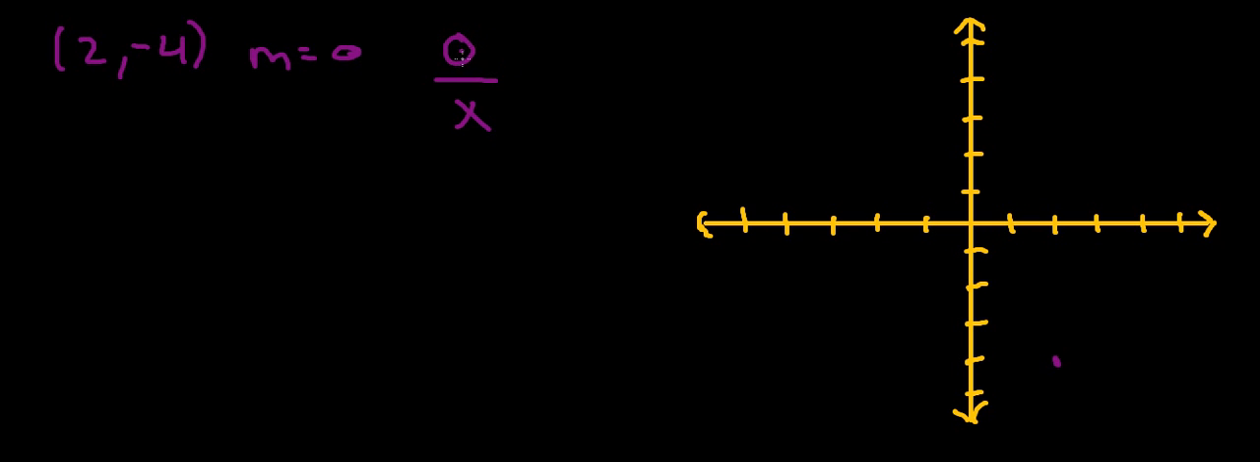So that means there's no change in y for every x. So that means if we go over one, there's no change in y, so it's here. If we go over another one, there's no change in y. So that means that this is a horizontal line.